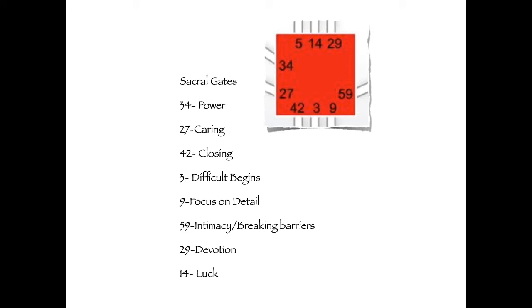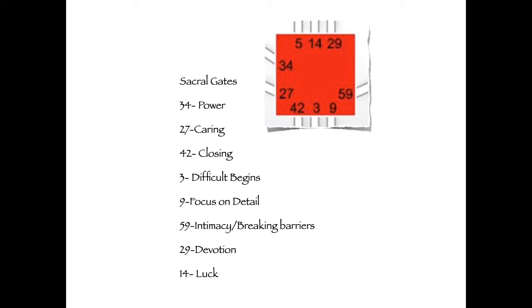The gate 27 is all about caring. This hooks into the gate 50, and this is part of the tribal or the defense circuit. And it really is about this concept of caring for your family, taking care of your kids, taking care of whoever matters to you. There could be a lot of health professionals who have this kind of energy. The one thing about this energy is this can be a codependent energy, and it is about caring for yourself as much as it's caring for everybody else.